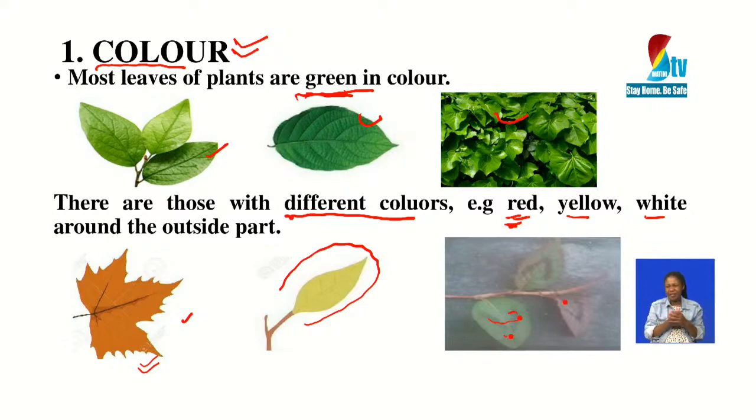Some of them are completely brown, which means the color green is not complete. It has other colors. This one is not fully green in color. So this external feature of a leaf, color, tells us that some of the leaves are green, some are not green, but most of them are green. Some of them are whitish around. For example, the edge of the leaf is whitish in color. So that's all about color.